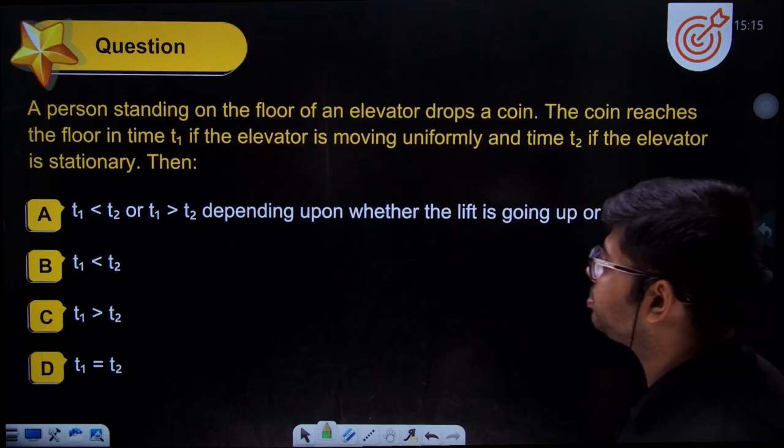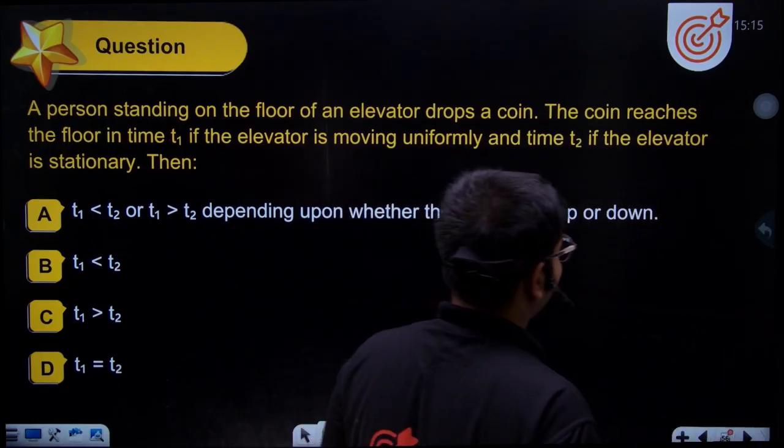Please read this problem. We'll solve it. Please read.